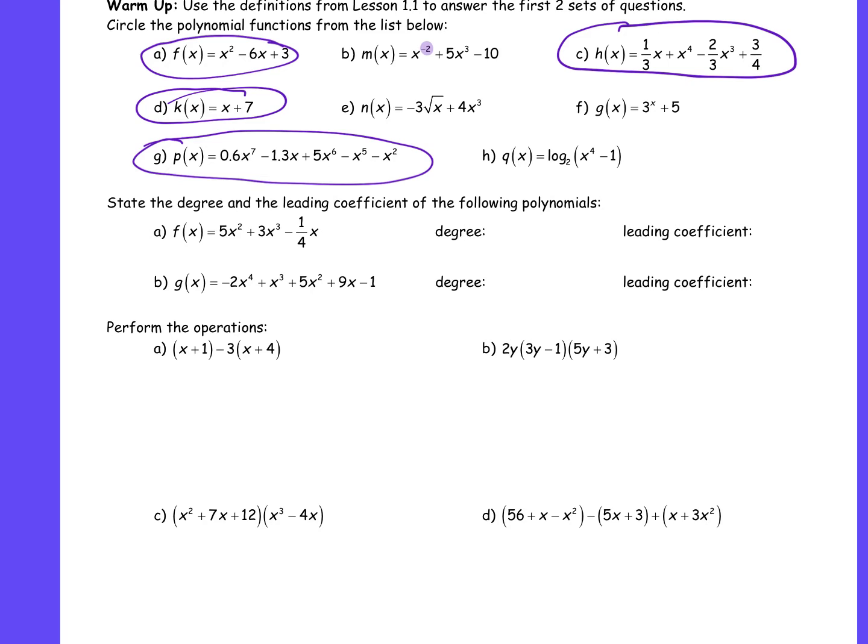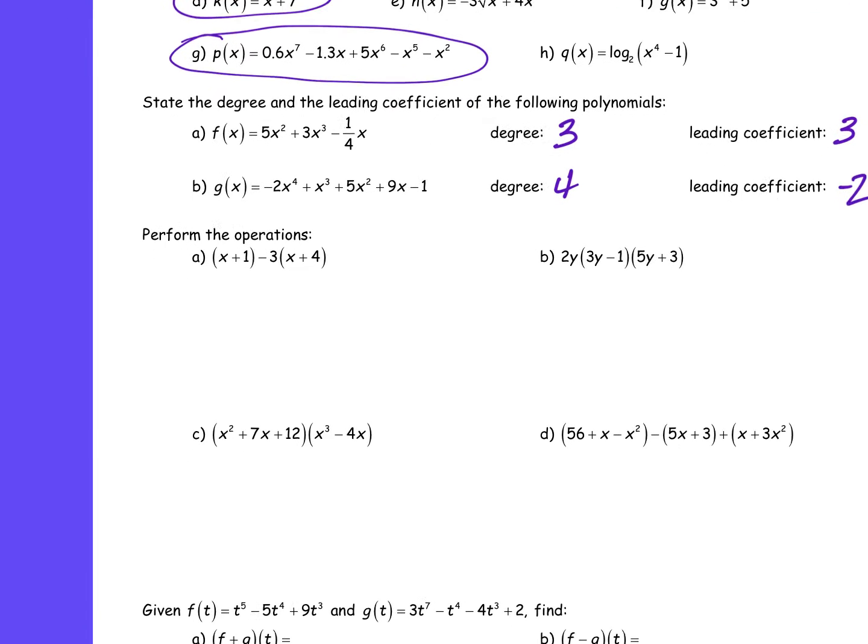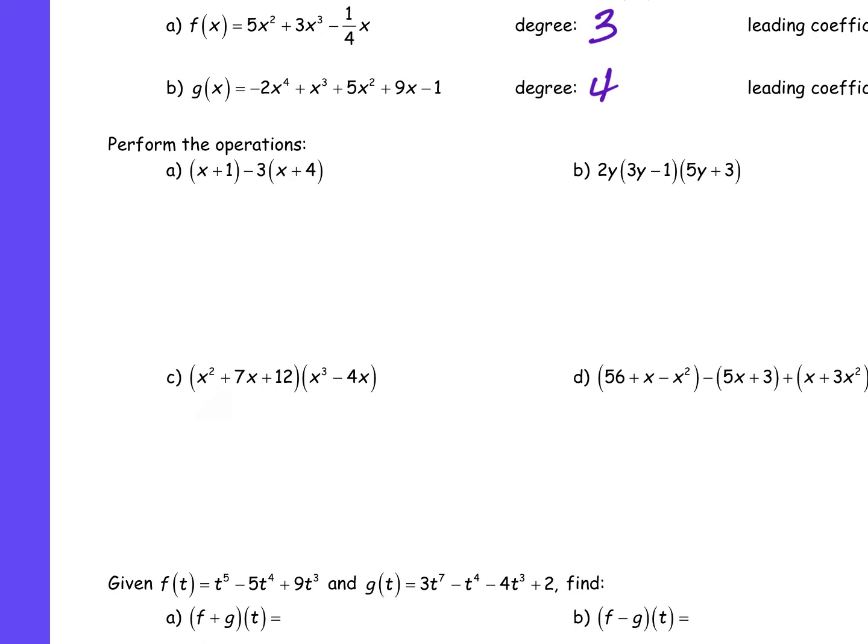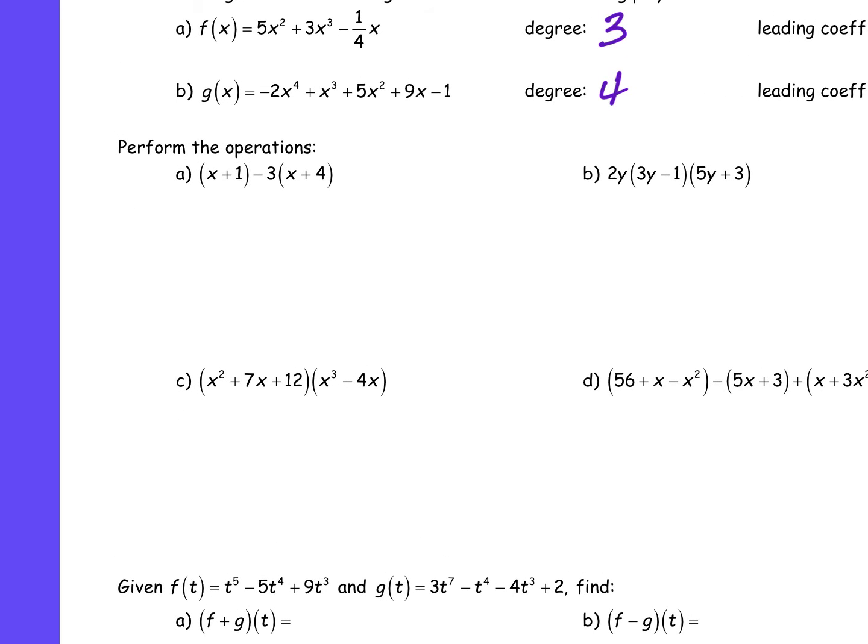So what's the degree of A? 3, because it has the highest exponent, right? So what's my leading coefficient? 3, because that's the coefficient with my highest exponent. It's 3x cubed, okay? So what's the degree of B? 4. And what's my leading coefficient? There we go. Awesome.